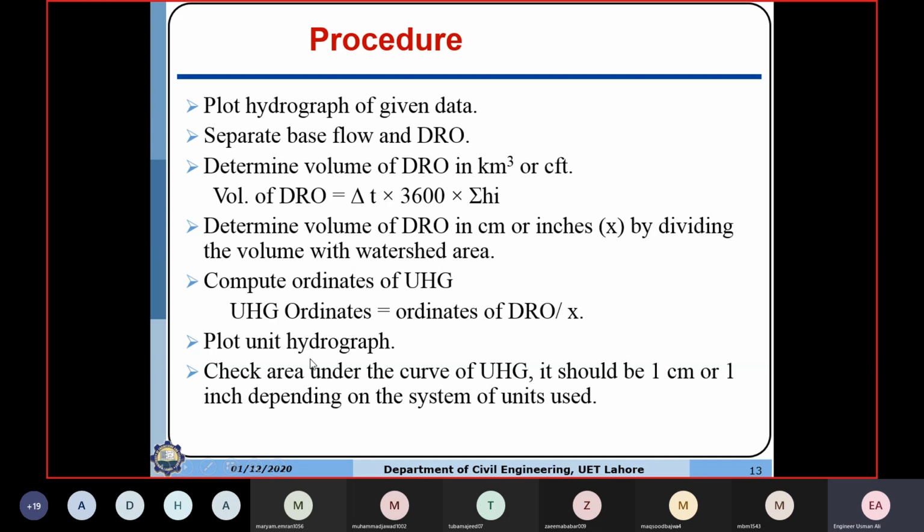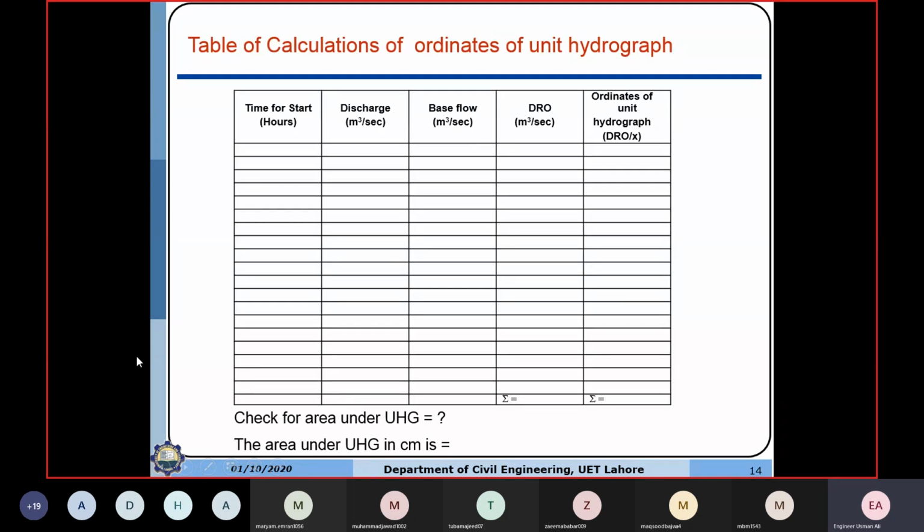Or you can find the volume of the unit hydrograph, that is the summation of all the ordinates of the unit hydrograph into delta T into 3600, divided by the catchment area. So that should be 1 centimeter. तो फॉर्मूले से भी कर सकते हैं या उस हाइड्रोग्राफ के अंडर जो एरिया निकाल के भी आप कर सकते हैं. So this is how you have to fill this table.